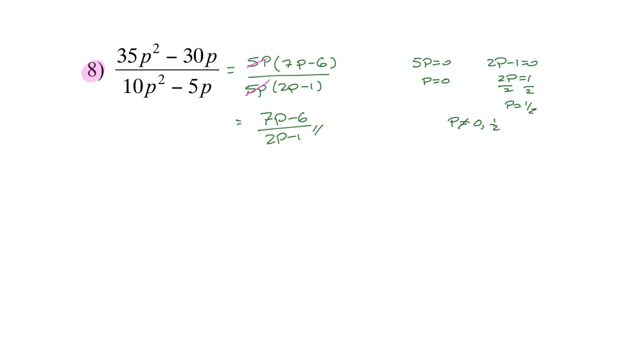So number 8, my common factor in the numerator is 5p, then 7p minus 6, and 5p on the denominator, 2p minus 1. So again, I did this before I simplify. So 5p equals 0, so p cannot equal 0, and 2p minus 1 equals 0, solve that, p cannot equal 1/2. Now I can cancel out the 5p, and I'm going to have 7p minus 6 over 2p minus 1.